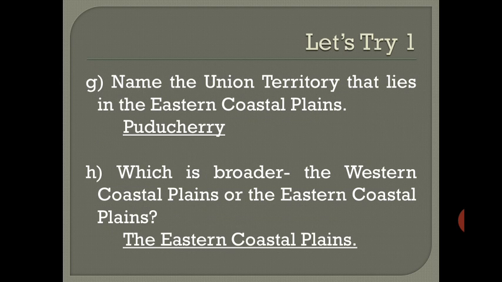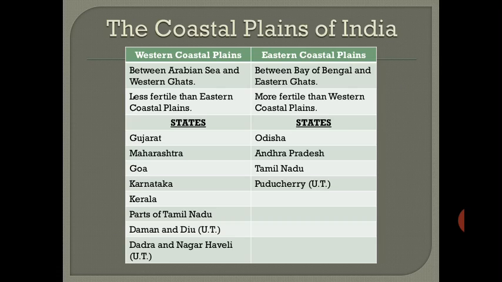Next, name the union territory that lies in the eastern coastal plain. So you have to write here Pondicherry. And next, which is broader, the western coastal plains or the eastern coastal plains? So you have to write here the eastern coastal plains.